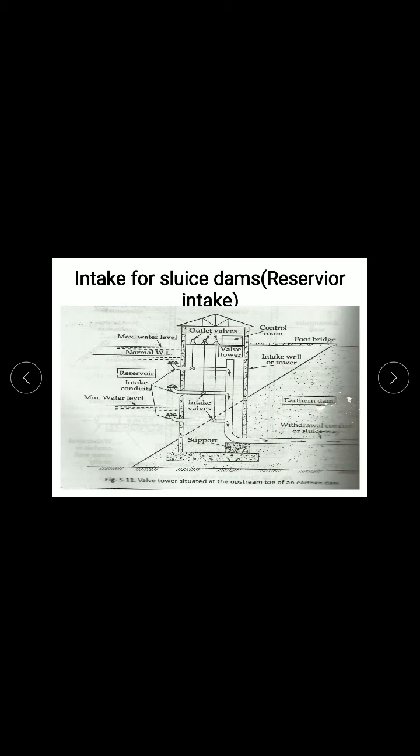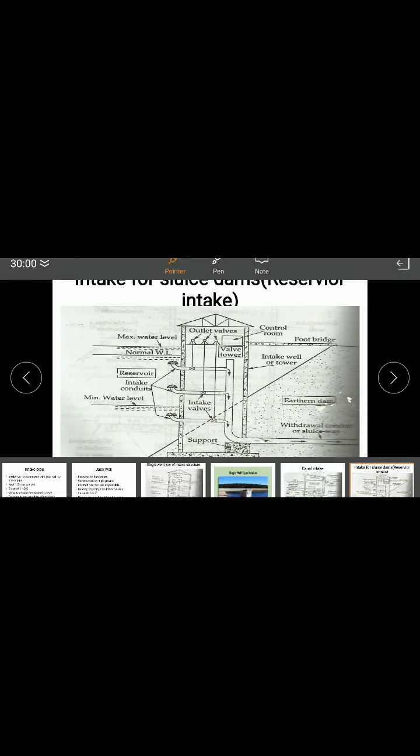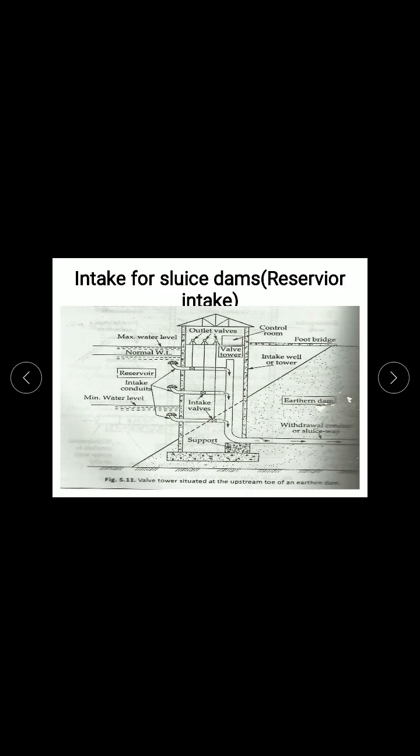Next one is the reservoir intake, also called the intake of a sluice dam. Even here you can see ports provided at different water levels: minimum, normal, and maximum water level. Depending on the water level, controlling valves are present in every pipe. Whichever level the water is at, that pipe's gate valve is opened, water enters the pipe, and it is sent into the water treatment unit. This is how the reservoir intake works.